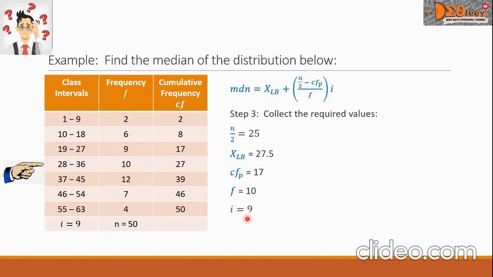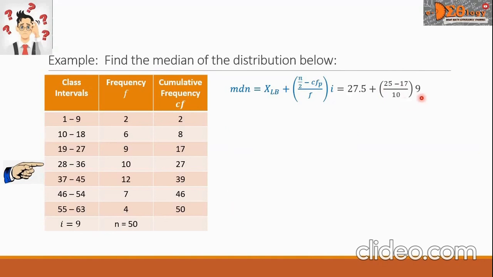Now, let us substitute the values in our formula. So we have now 27.5 plus 25 minus 17 all over 10, and this quantity is multiplied to 9. Let us simplify this 25 minus 17. We have 8. Simplifying this 8 over 10 gives 0.8. The product of 0.8 and the 9 is 7.2.